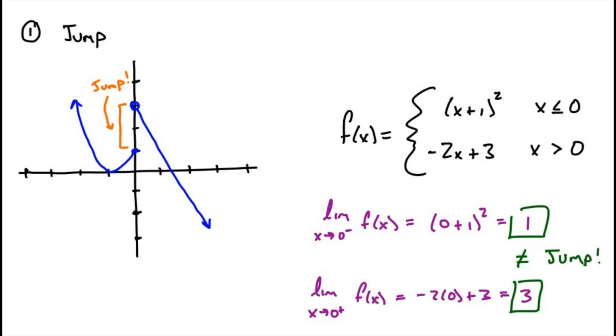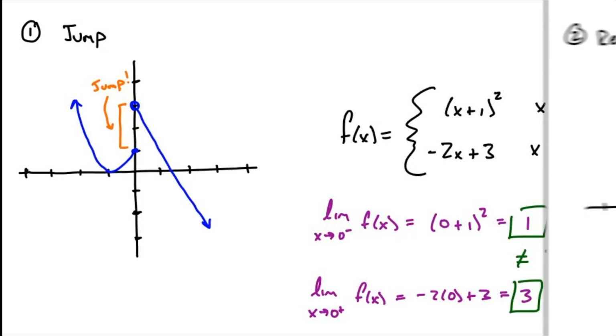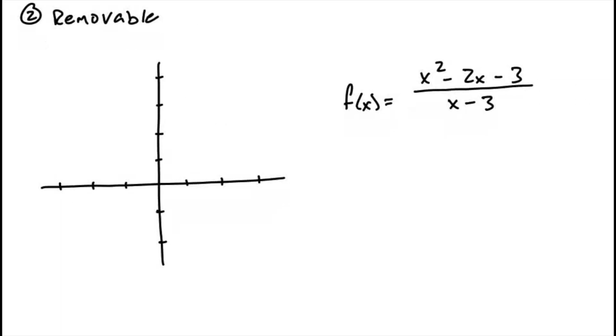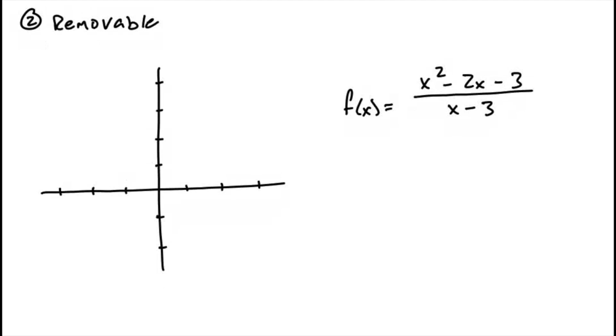Now let's slide on over to our second type of discontinuity, a removable discontinuity. I think this one's easiest to see when you look at a rational function that can be simplified. With rational functions like these, we always have to be aware that factoring can take place and maybe we can simplify in one way or another. And this is exactly what we can do.